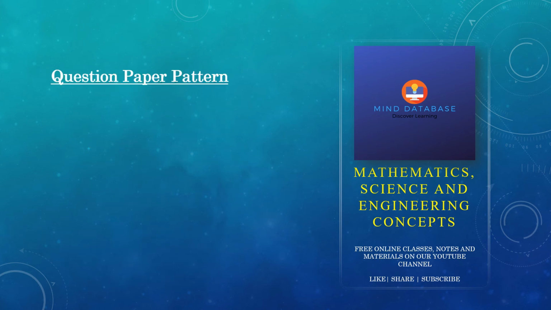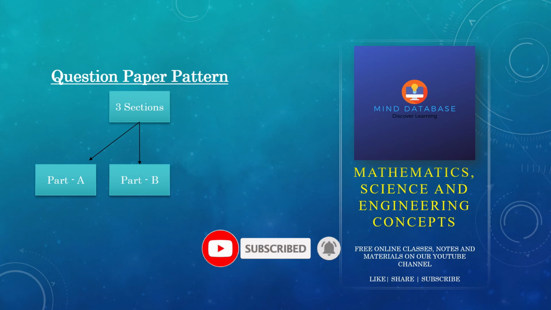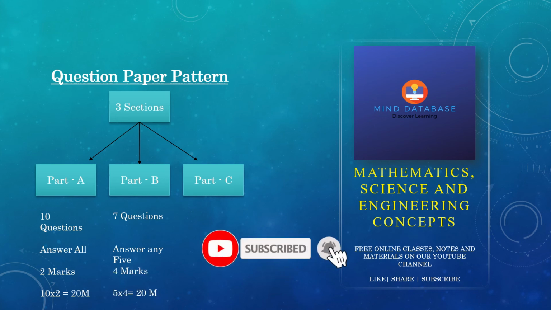Now let's have a look at the question paper pattern. The question paper consists of three sections: Part A, Part B and Part C. Part A consists of 10 questions. You have to answer all questions and each question carries 2 marks, and the whole section comprises 20 marks. Part B. This section consists of 7 questions and you have to answer any 5 questions and each question carries 4 marks, and this section comprises 20 marks. 5 into 4, 20 marks.